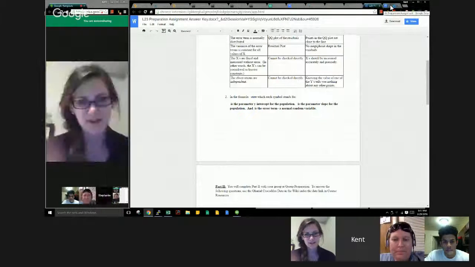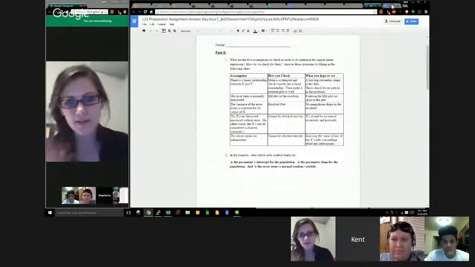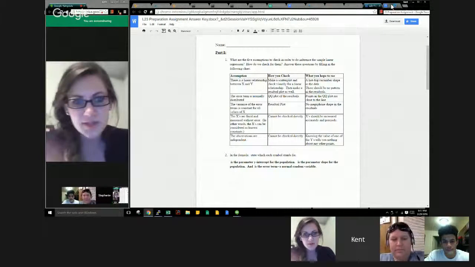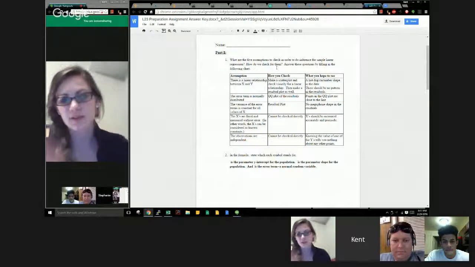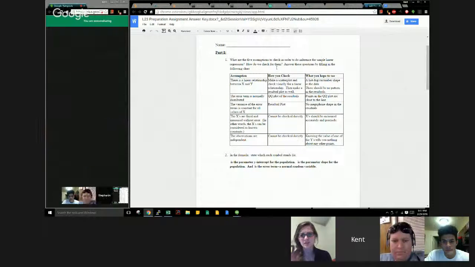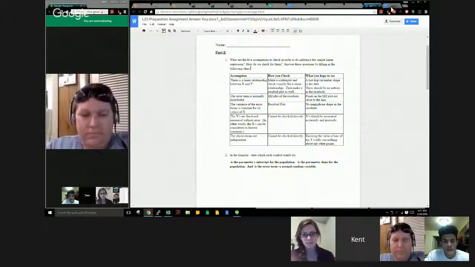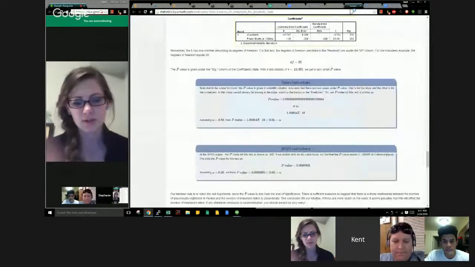Okay, so here on the preparation assignment, part 1, number 1, it says, what are the 5 assumptions to check in order to do inference for simple linear regression? How do you check them? And answer these questions by filling in the chart. So basically that's just the chart from the notes. Okay. Someone take number 2?